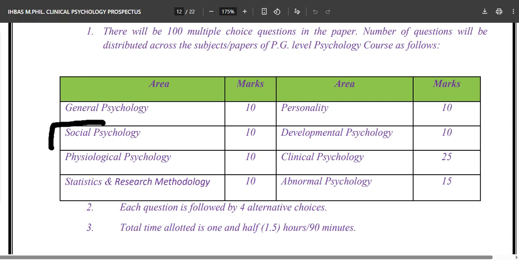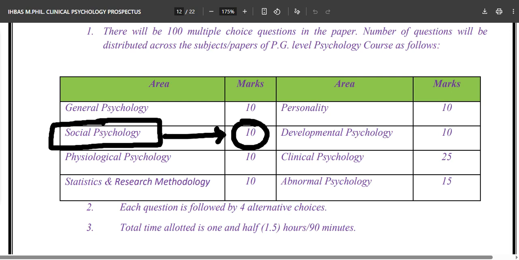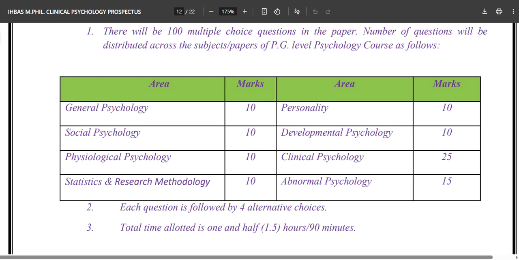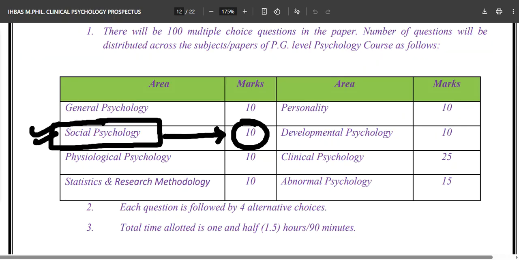Okay, the social psychology complete chapter, you need to remember what is happening over there, and out of that chapter only 10 questions are going to come. Okay, they have mentioned explicitly that they are going to ask about social psychology as well, so why will you not read it? Okay, physiological psychology, chapters number 3 and 4 become important for you, 10 marks again over there.